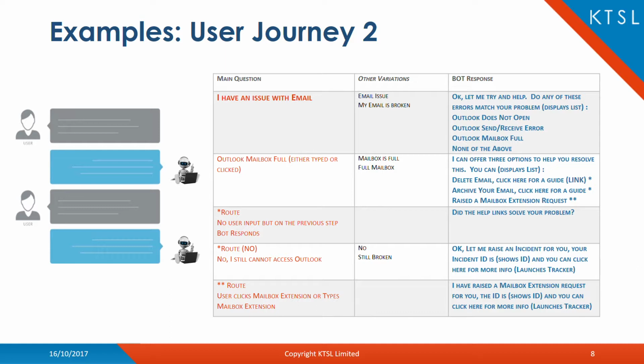But if those things did not help them solve the problem, then you could type in, no, I still cannot access, or it's still broken, and the bot understands that and then raises them an incident. And all of the information that's been captured through that conversation is put within the incident. So it allows the second line of support to more readily solve the problem, and also allows them to look at the knowledge they've used, so they are not repeating those processes when they then interact with the user.